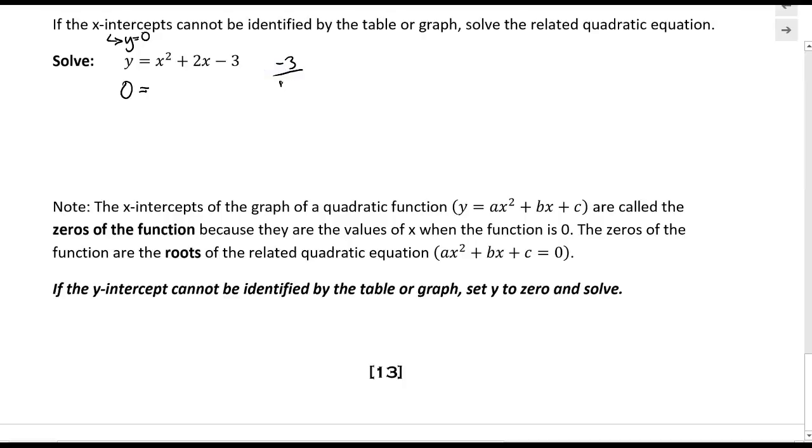So when I think about factor pairs, the only options are 1 and 3. Positive is what's remaining, so that's going to be my larger number. Subtract 1. So it's x minus 1, x plus 3. Both of these have the possibility of being set to 0, so I'm going to solve both.